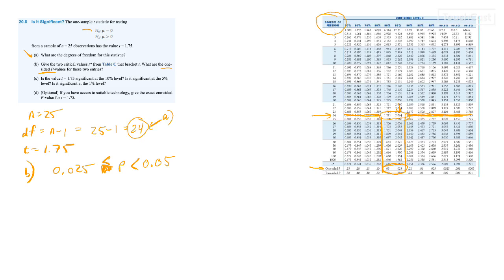Part C asks us, is the value t equals 1.75 significant at the 10% level, at the 5% level, or at the 1% level? So let's look at each of these. At the 10% level, we can translate that into 0.10. So p is between 0.025 and 0.05. At the 10% level, p is actually less than 0.1, which means that this is significant.